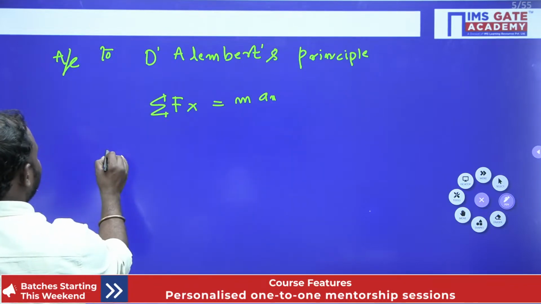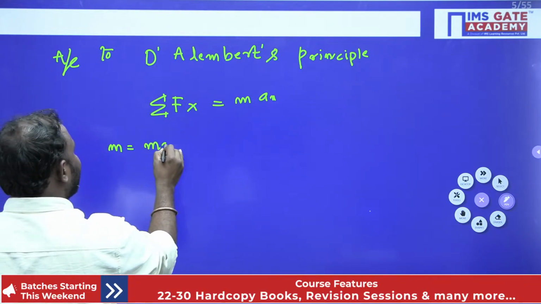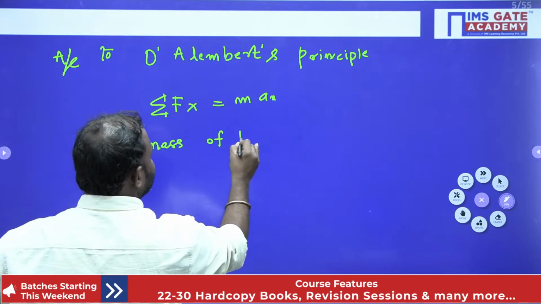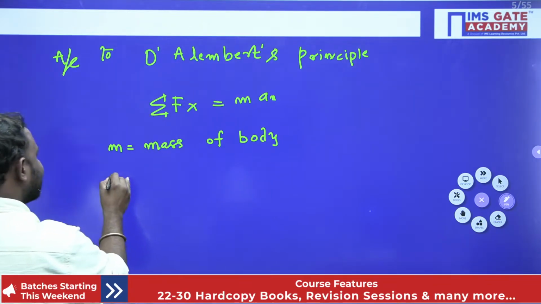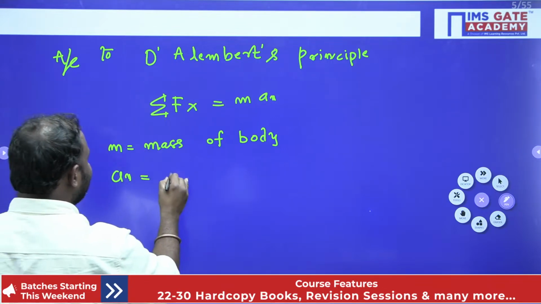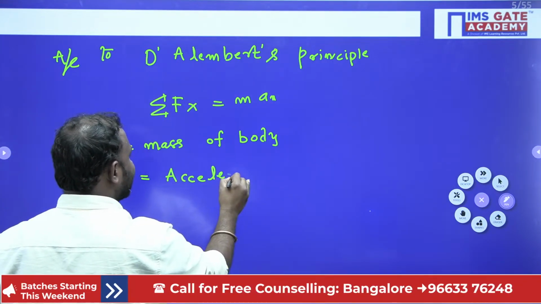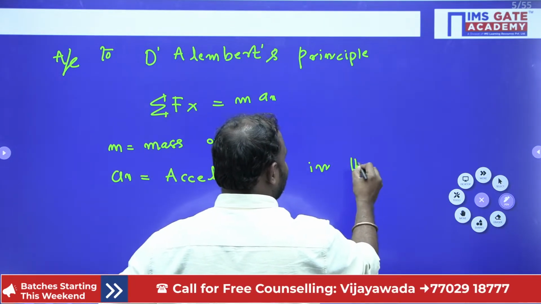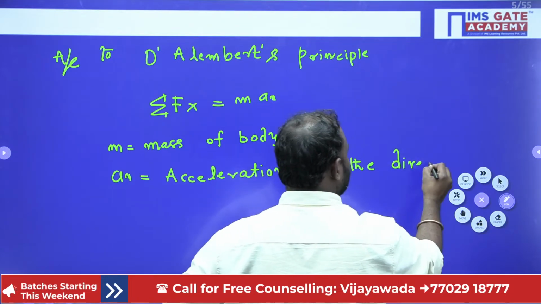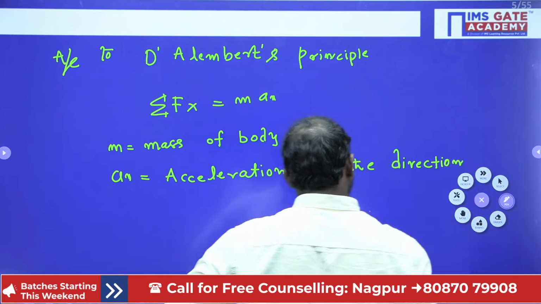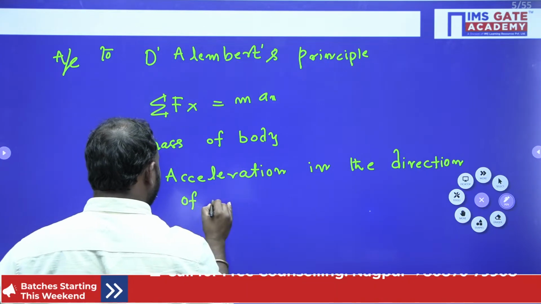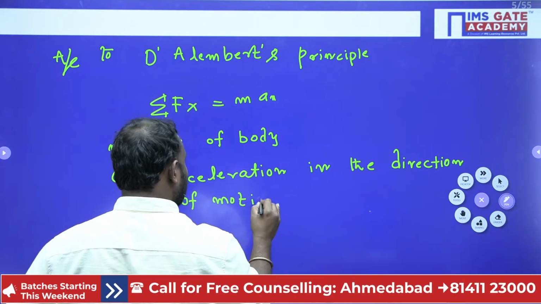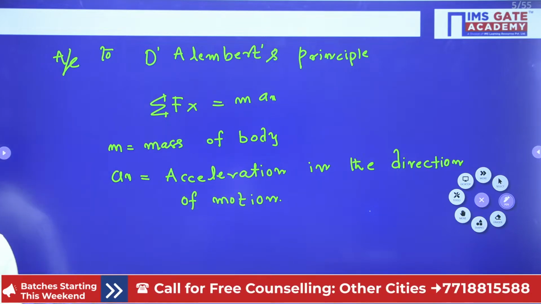Now, here m is the mass of the body, and ax is the acceleration in the direction of motion, not in the x direction, in the direction of motion. All right guys, I hope everybody understands.